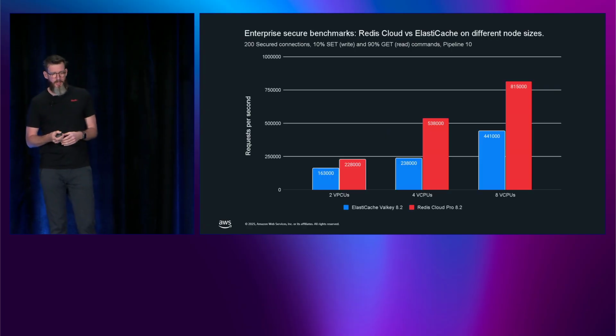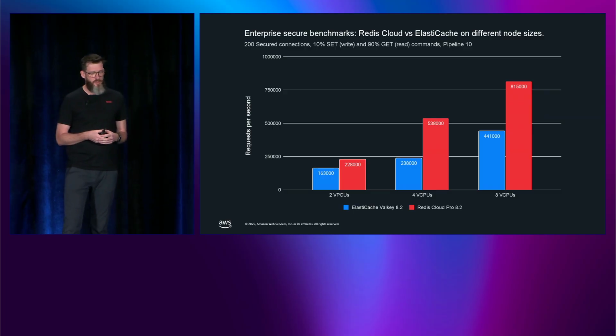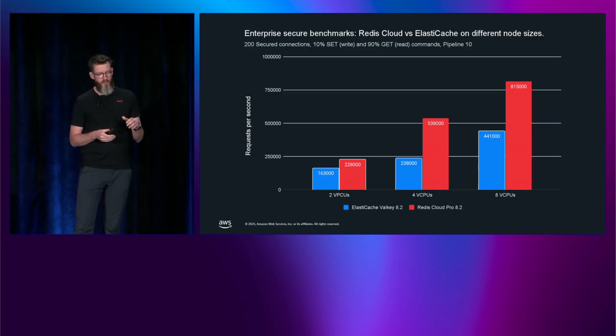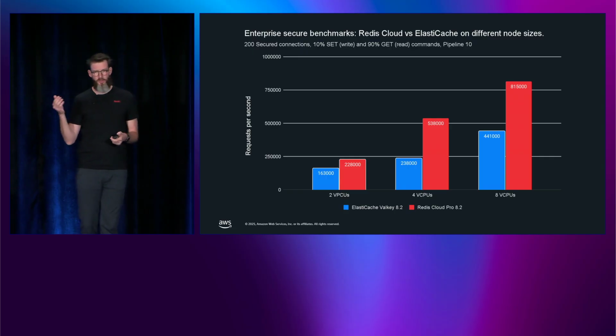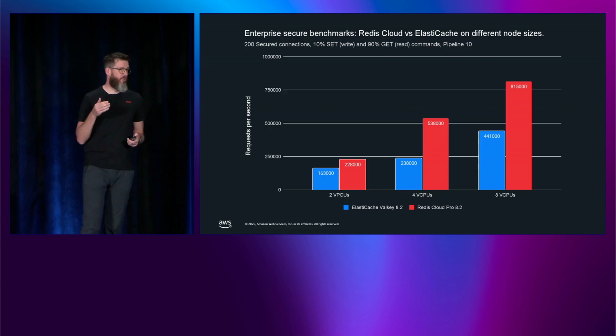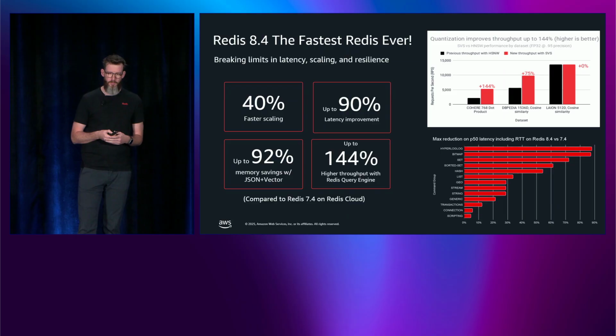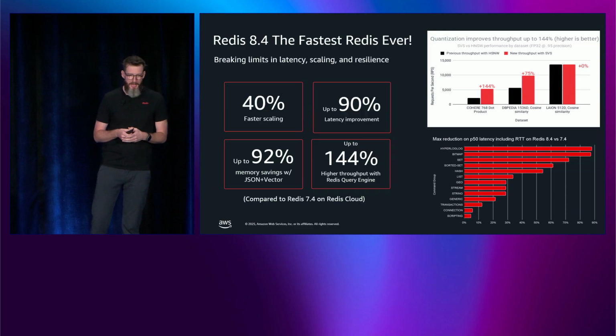Mixed workload. And we also wanted to make it faster, of course, for our enterprise customers. So what we've done is we invested a lot in our TLS solution. So when you have a secure connection with TLS towards our Redis Cloud database, we can easily deliver 2 times the performance compared to ElastiCache on the same number of vCPUs. In general, Redis 8.4, which is the latest release, is the fastest Redis ever.